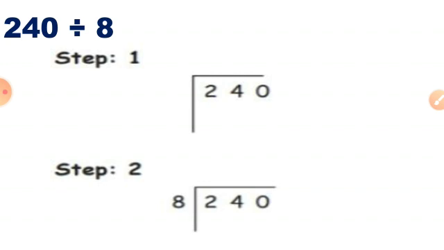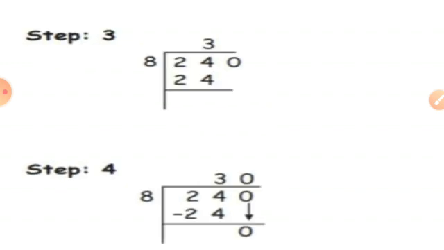Let's see another example. 240 divided by 8. For this, first you have to write the dividend, that is 240. In step 2 you have to write the divisor, that is 8. Step 3, we are going to divide this number. Take the first number, that is what? 2. You can't divide 2 by 8. That's why we are taking the next number together. So now this will become 24.